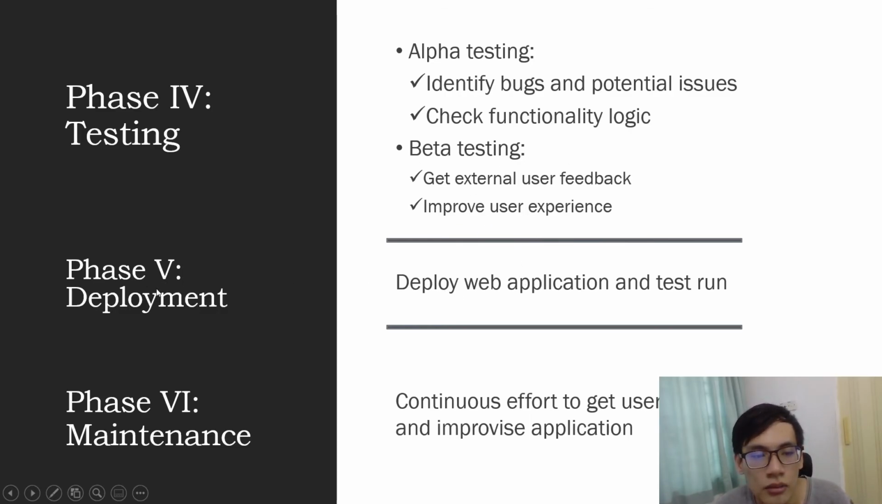Phase 5 continues the SDLC. Phase 5, the deployment, is to deploy the web application and try running it on the actual internet. And then phase 6, which is the last phase of the SDLC, is the maintenance, where I will make continuous efforts to get user feedback and to improve the application.